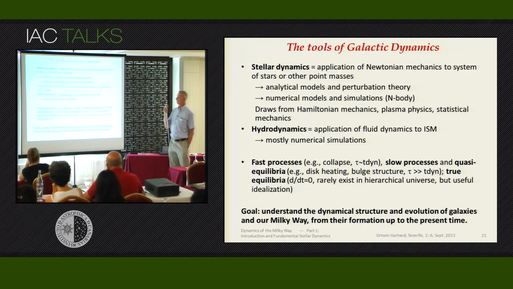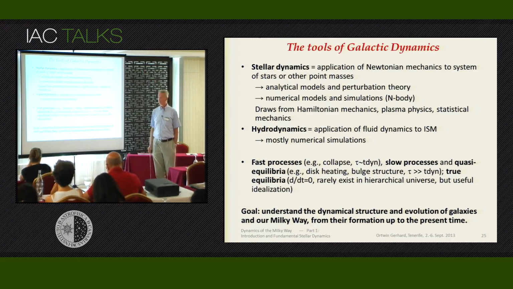Now, I like to also distinguish between different time scales. There are fast processes, like the collapse, that happen on a dynamical time scale. And then there are slow processes, and maybe even quasi-equilibria, that happen on time scales that are much longer than the dynamical time. And sometimes it's useful to consider true equilibria also, simply because it's easier to deal with them. But probably they would be rarely present in the real universe. As you saw, there's also always something falling in. There's always something disturbing your equilibrium.